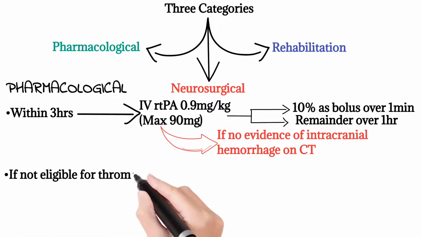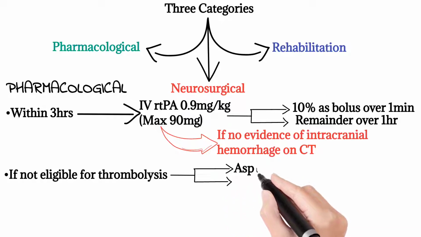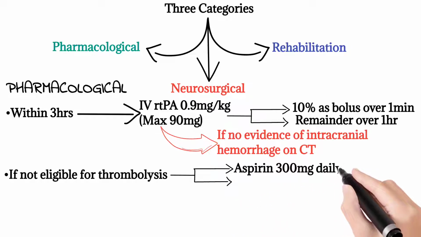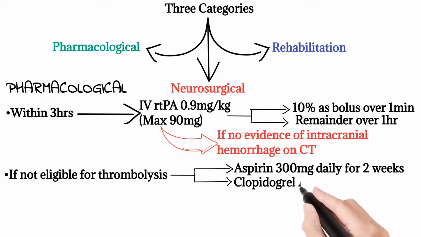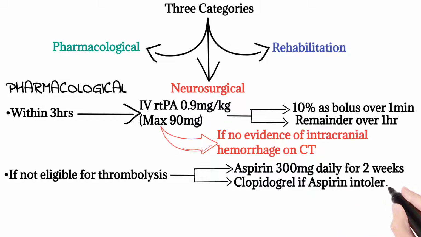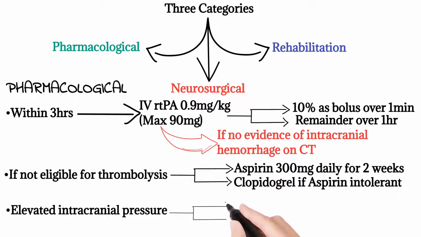And if the patient is not eligible for thrombolysis, then administer aspirin 300 milligrams daily for 2 weeks. In case the patient is aspirin intolerant, then clopidogrel can be given instead. And head elevation should be done and mannitol should be given if there is any elevated intracranial pressure.